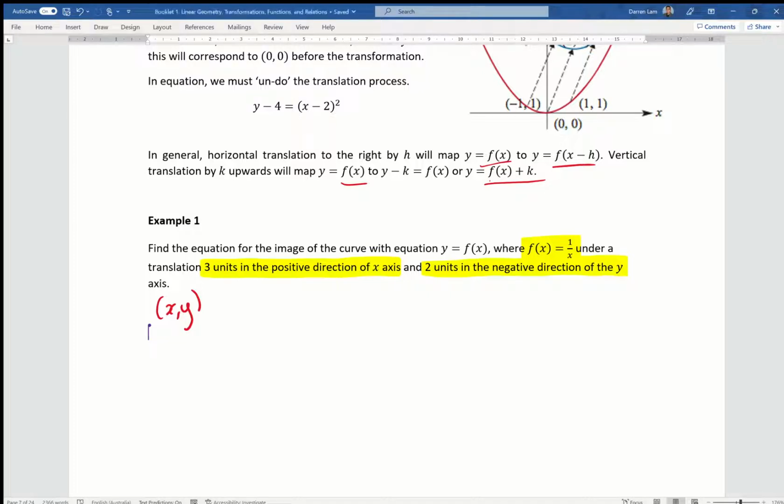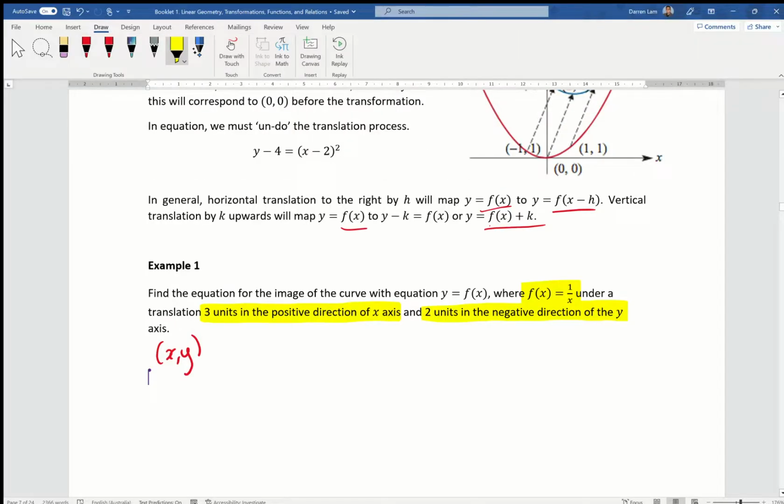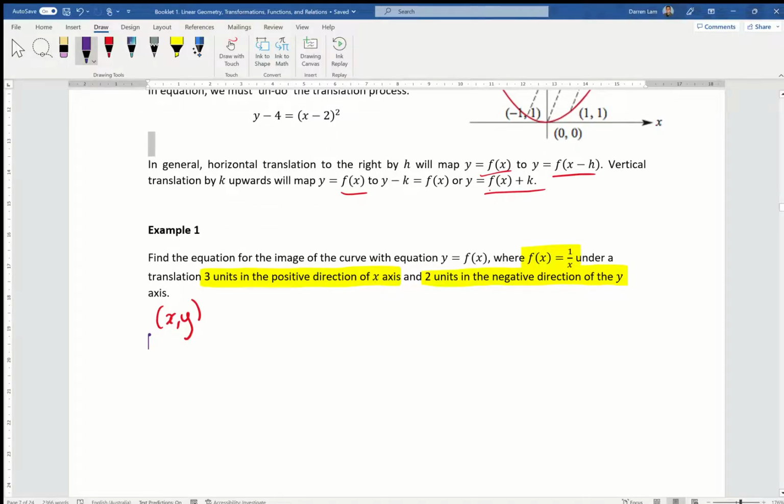So what are we looking for? We're looking for the new equation under both of these translations. Can you read that up the back, by the way? Okay. With this in mind, we start with (x, y). Let's apply our transformations. We know that we're translating 3 units in the positive direction of the x-axis. Now, purely looking at coordinates, what does that mean? Are we adding to the x or the y?